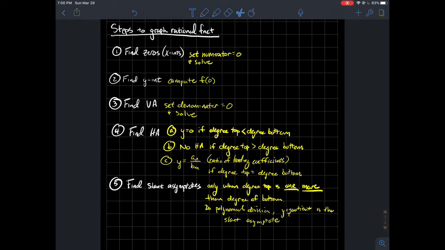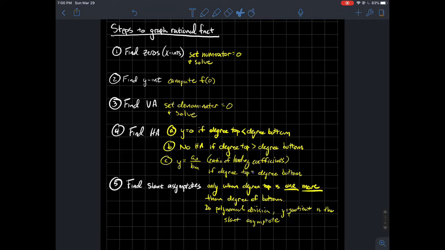So horizontal asymptotes, it's just kind of these 3 criteria to memorize. There's 3 things that happen. So you have a horizontal asymptote at y equals 0. That's the x-axis, by the way. Whenever the degree of the top is smaller than the degree of the bottom. Remember, the degree is the highest power of the variable that you see.